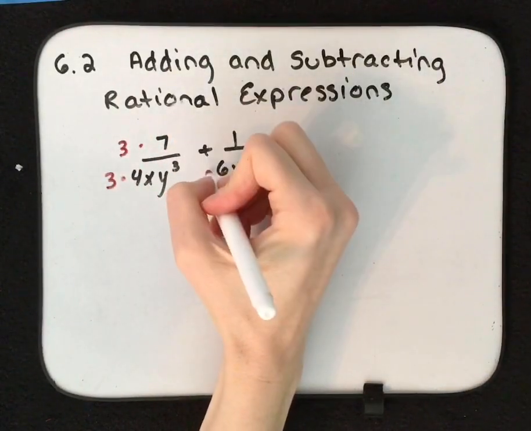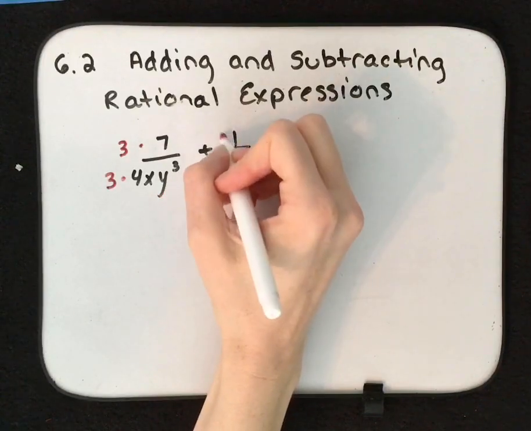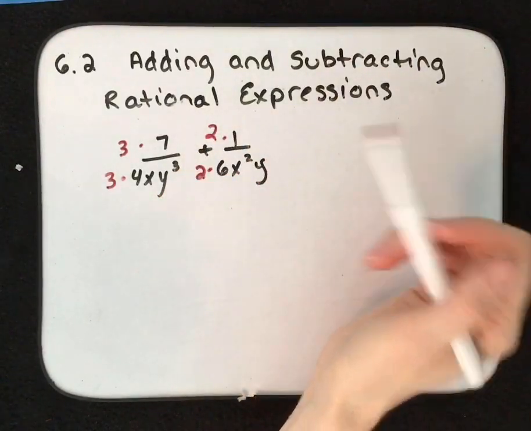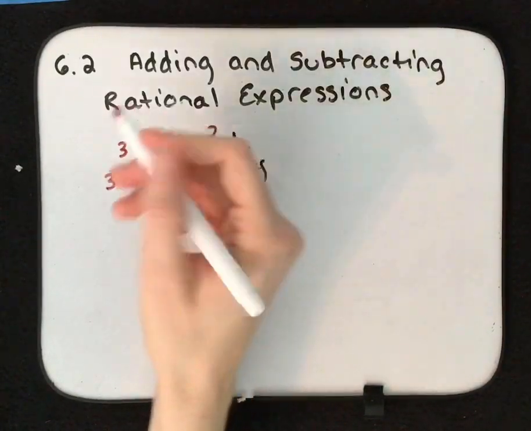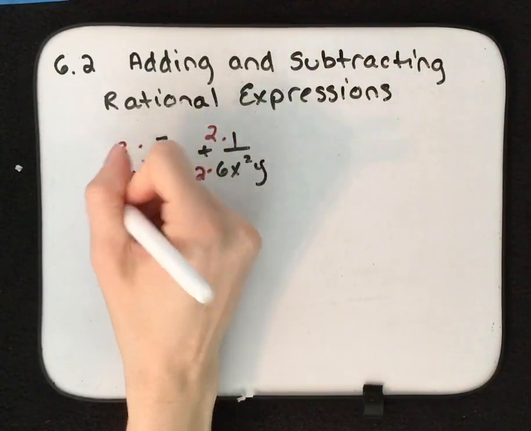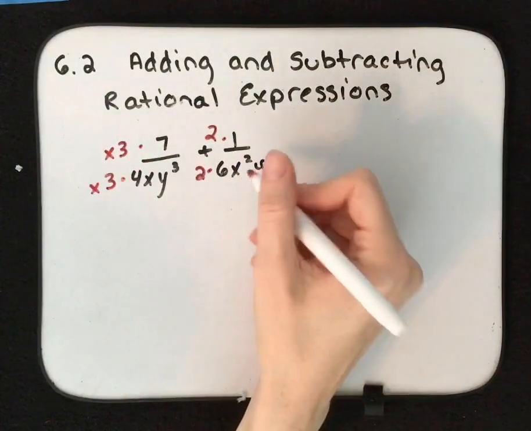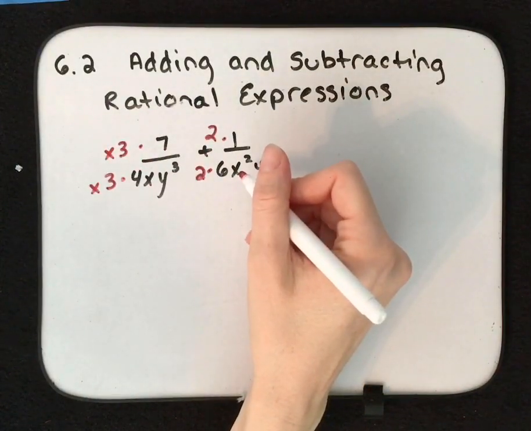In order to make 6 12, I need to multiply by 2, so I'll do that top and bottom. Let's check the variables. I have x to the second here, so if I want x to the second on both sides, I also need to multiply this side by an x. I have x to the second, so I don't need anything over here.